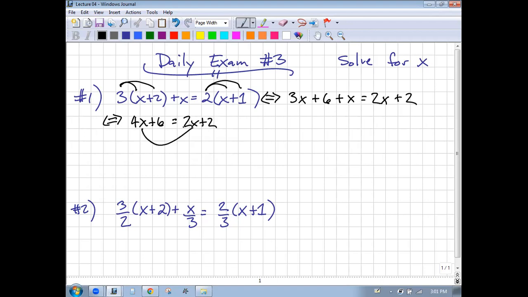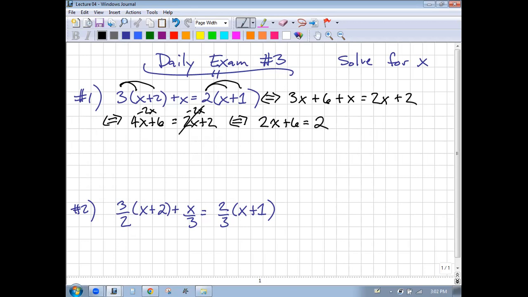Now we got x's in 2 spots. Let's get all the x's to the left. So we'll subtract 2x from both sides. So 4x minus 2x is 2x. Those go away like we planned.